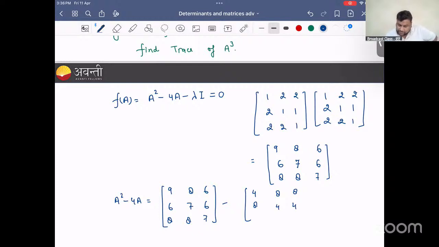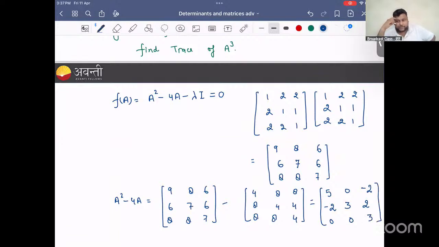Then 2 4 the 8, 8, 4. So with this subtraction, what do I get? 9 minus 4, 5. 8 minus 8, 0. 6 minus 8, minus 2. 6 minus 8, minus 2. 7 minus 4, 3. 6 minus 4, 2. Then 8 minus 8, 0, 0. 7 minus 4, 3.